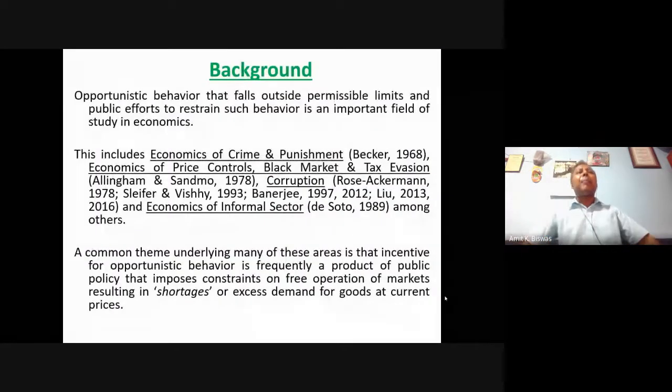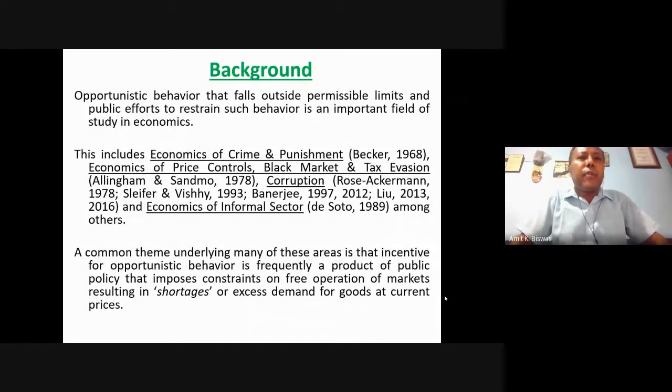Now, what is the background that we need to understand before formulation of any mathematical framework? You yourself have said that these are opportunistic behaviors, and those behaviors are basically rational. And since these behaviors are rational, it has to be an important field of study in economics.